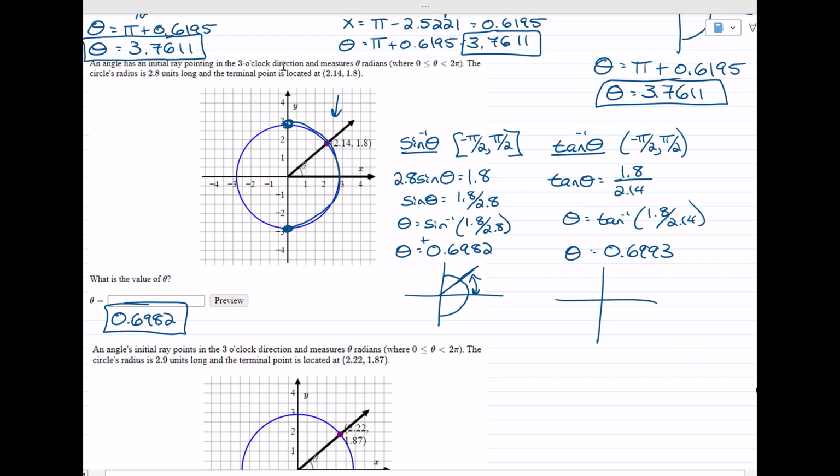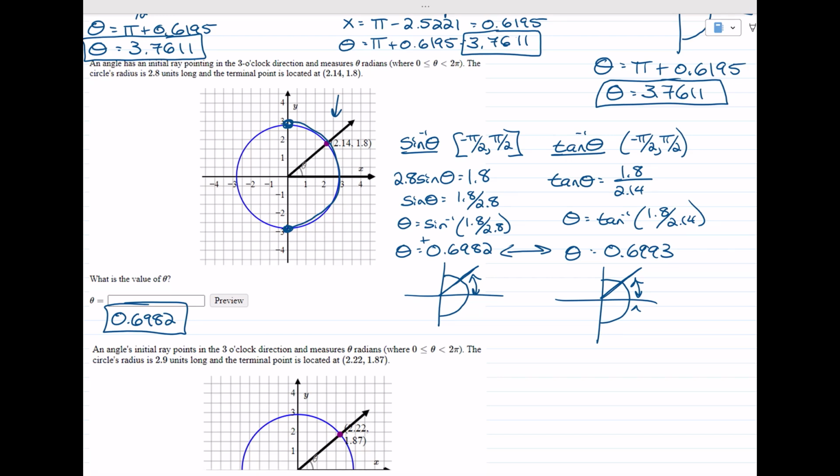Tangent gives you a value between negative pi over 2 and pi over 2. So because this is a positive angle, it's giving us this one. If it was negative, it would be giving you this angle, which you would just take the absolute value of. Both of these angles are exactly the same thing. The reason why they're a little bit different is because of rounding. So the system won't care if you do that.